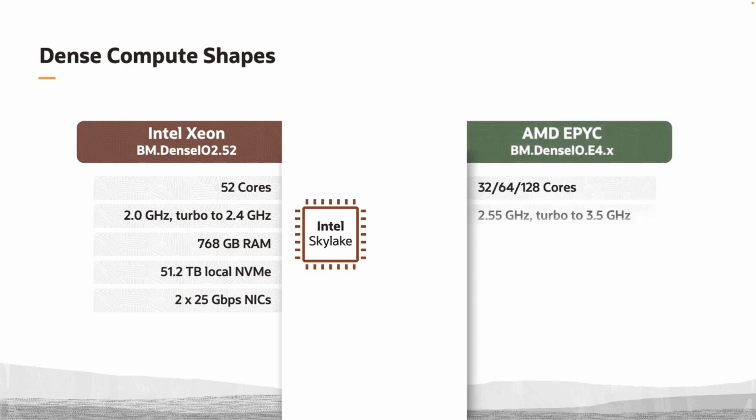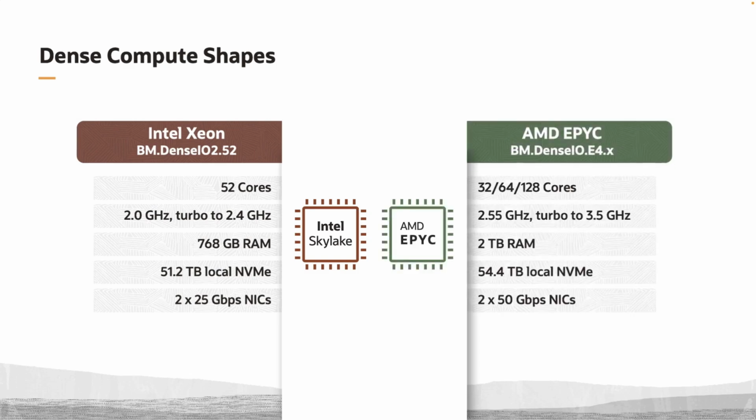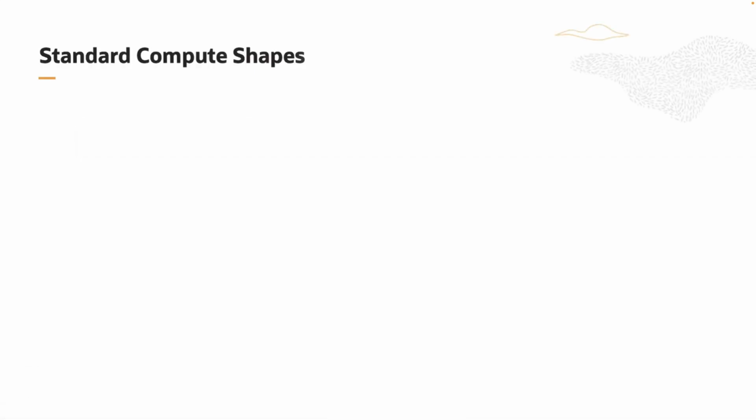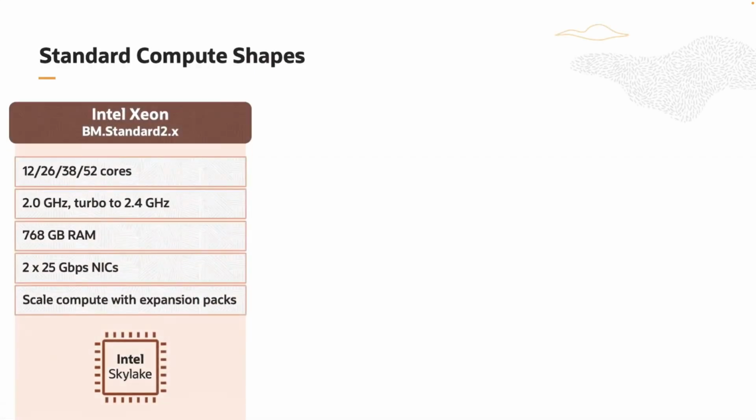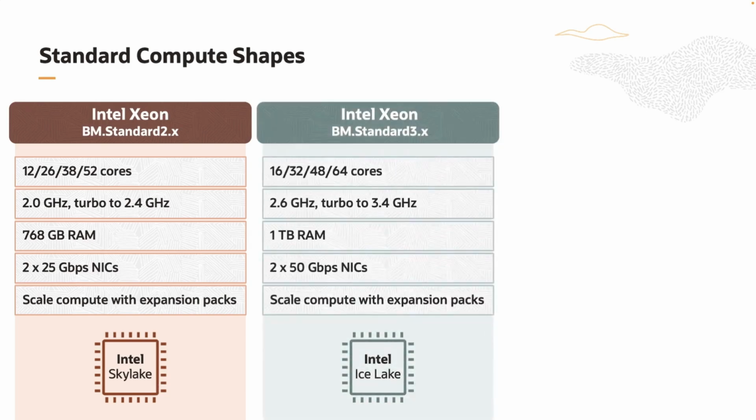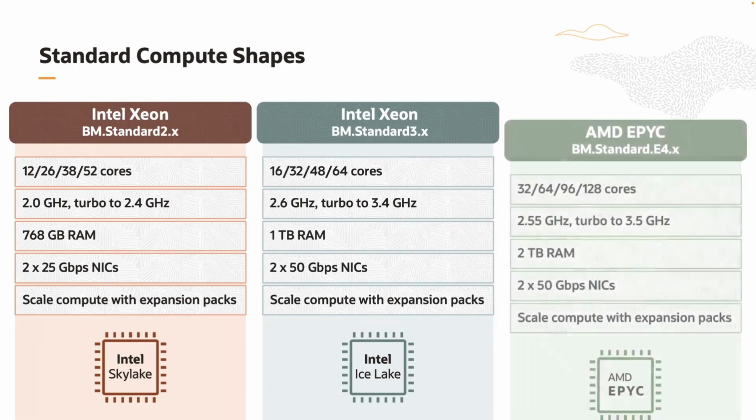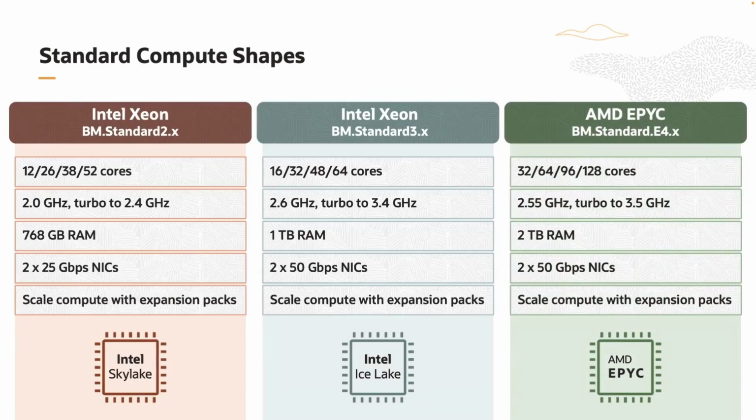AMD processors are also supported, and here is a configuration supported by the AMD-based dense I/O E4 shape. There are also standard compute shapes supported. The standard shapes give you more flexibility in terms of provisioning smaller configurations, and that helps you to scale vertically and horizontally. Intel Xeon-based Standard 2 is supported, and here is a configuration. Standard 3 version of Intel Xeon is also supported, and then the AMD-based E4 standard is also a supported compute shape configuration.